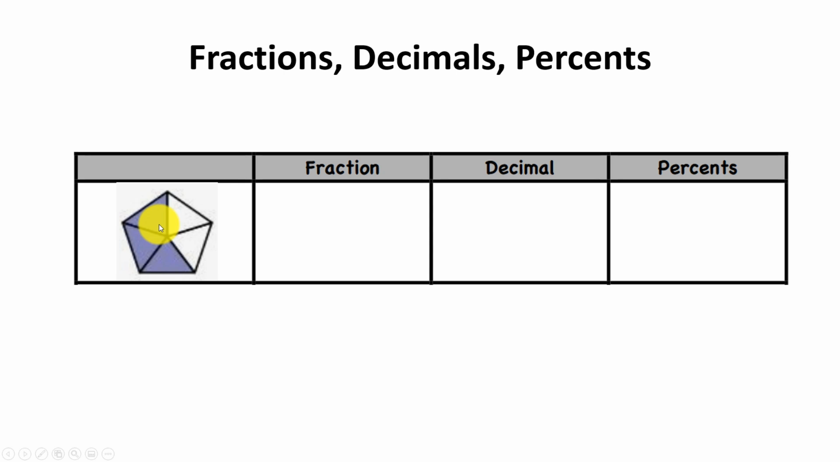Next, here we have 1, 2, 3, 4, 5 triangles. They're all the same area. 3 of the 5 are shaded purple. So the fraction for the spinner would be 3 out of 5. Decimal form, that would be 0.6. And to convert the decimal to a percent, I move the decimal 2 places to the right and add a percent sign. That is 60%.